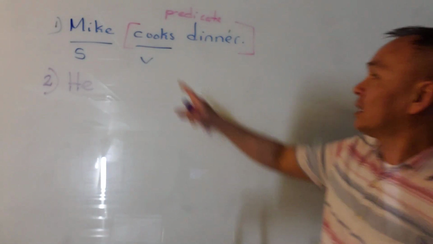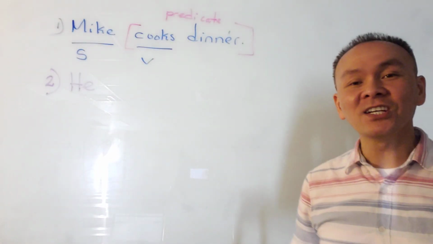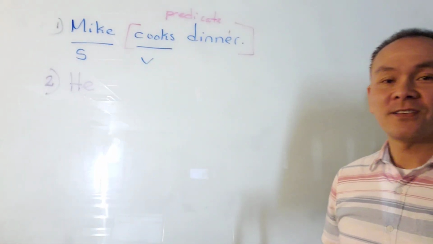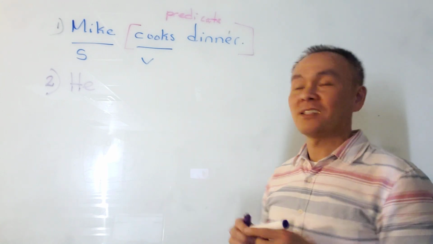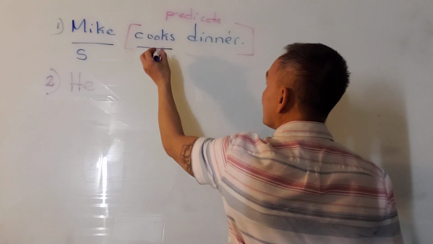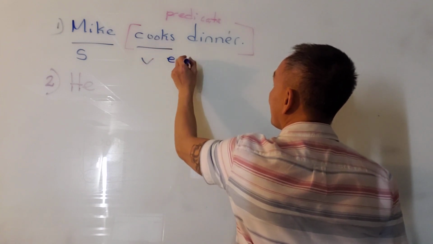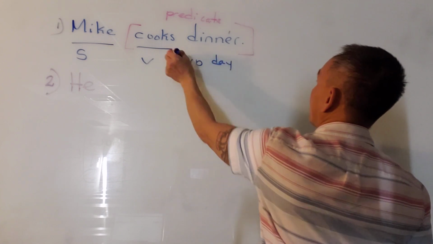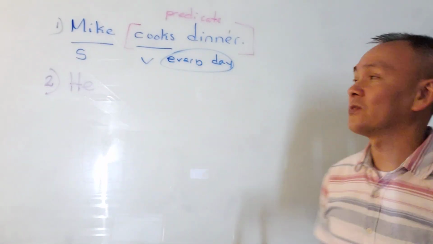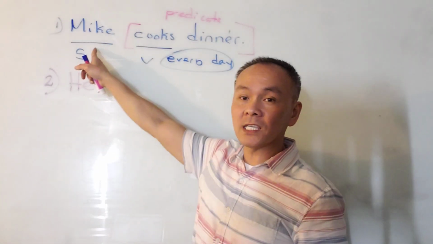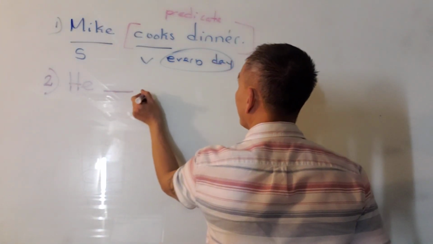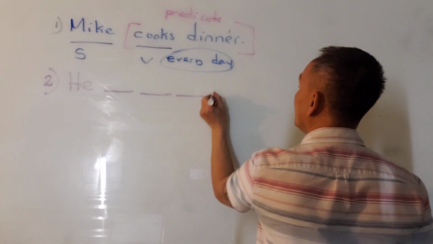So, he cooks dinner. When does he cook dinner? If you say right now, then not good, because it's a simple verb. This is a simple present. So this is every day. So let's change to right now. So we have the subject, which is he, because it's Mike. So we need to be, we need the verb, we need ing now.